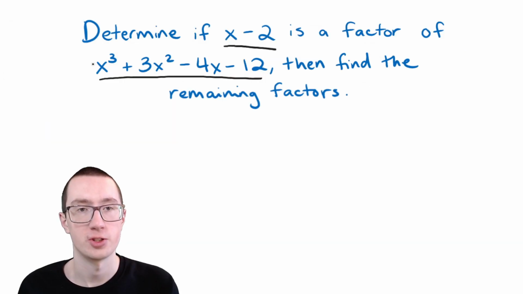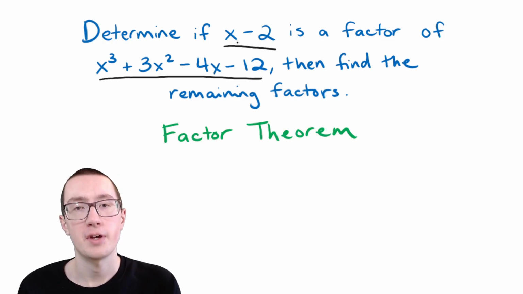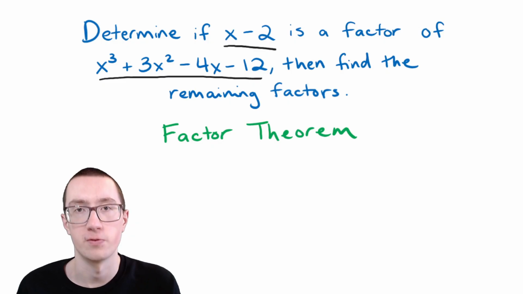Remember, a polynomial is just an equation, but without an equal sign. So we first need to figure out if x minus 2 is a factor, and then we have to find the rest of the factors if it is a factor. So to figure out if x minus 2 is a factor, we can use something called the factor theorem, which is basically just a fancy name for the rule that if you use synthetic division on this equation, so if you divide it by x minus 2, and your remainder is 0, then this is a factor.